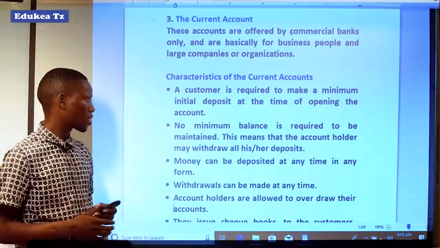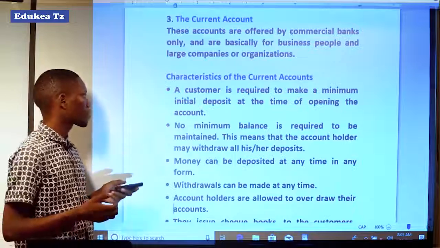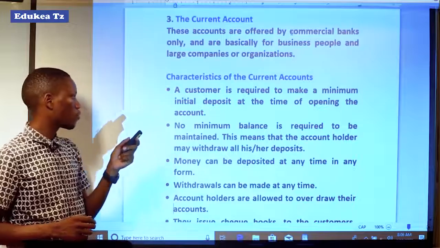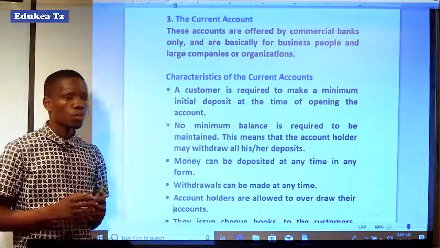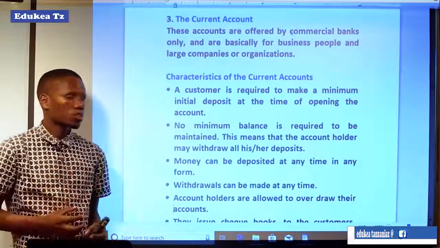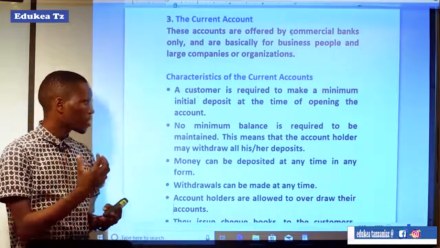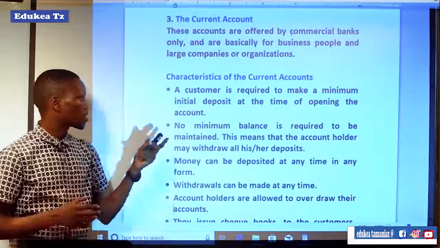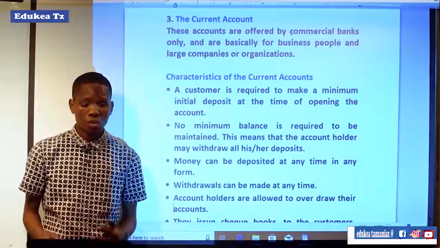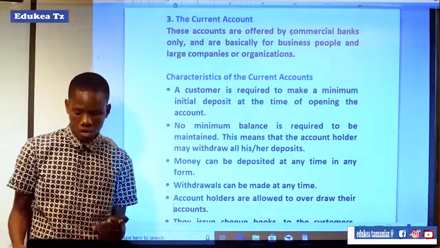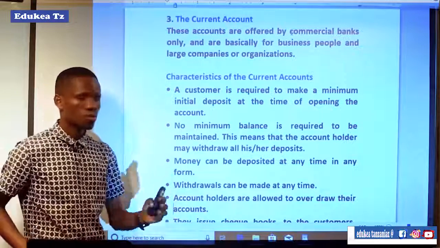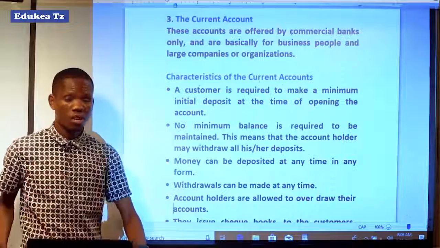So there are characteristics of this current account. Now, the characteristics of the current account are as follows. First, a customer is required to make a minimum initial deposit at the time of opening the account. So there is a need for a customer to deposit the required minimum initial deposit at the time of opening the account. The account is not opened without having a required minimum amount of money to be retained in the account in order to make the account active.